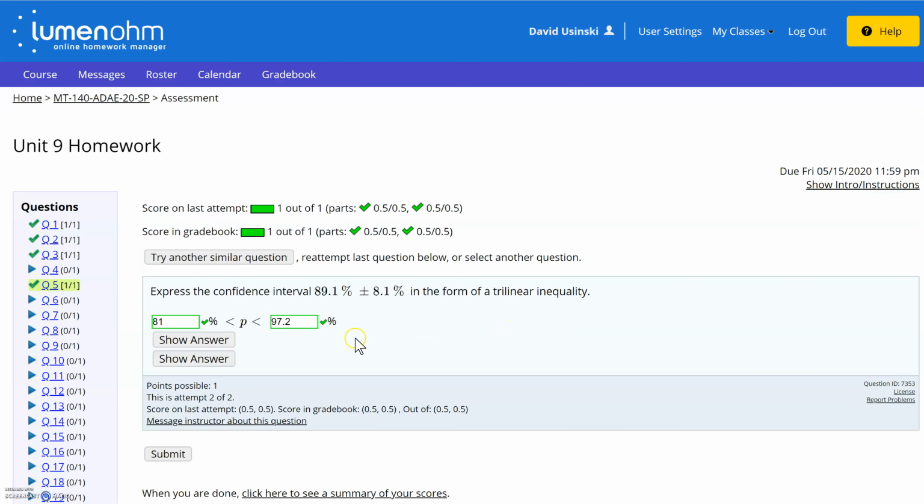And there you go. So that's how confidence intervals can also be written, in this format, where you take the sample proportion and add or subtract the margin of error.